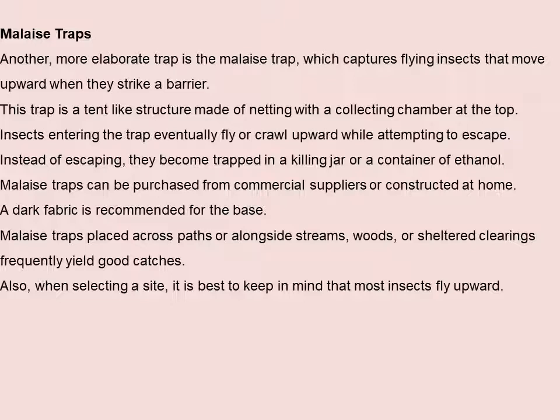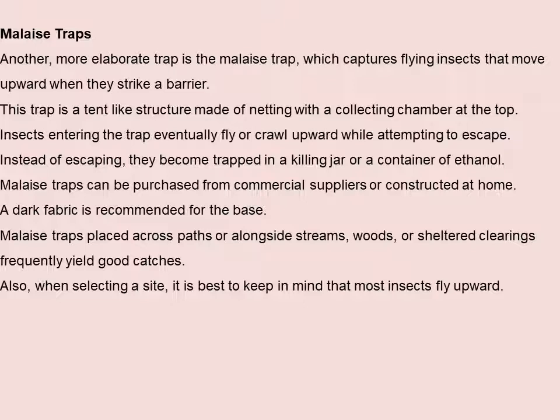The next one in the category is the malaise traps. Now, another more elaborate trap is the malaise trap, which captures flying insects that move upward when they strike a barrier. This trap is a tent-like structure made of netting with the collecting chamber at the top. Insects entering the trap eventually fly or crawl upward while attempting to escape. Instead of escaping, they become trapped in a killing jar or a container of ethanol.